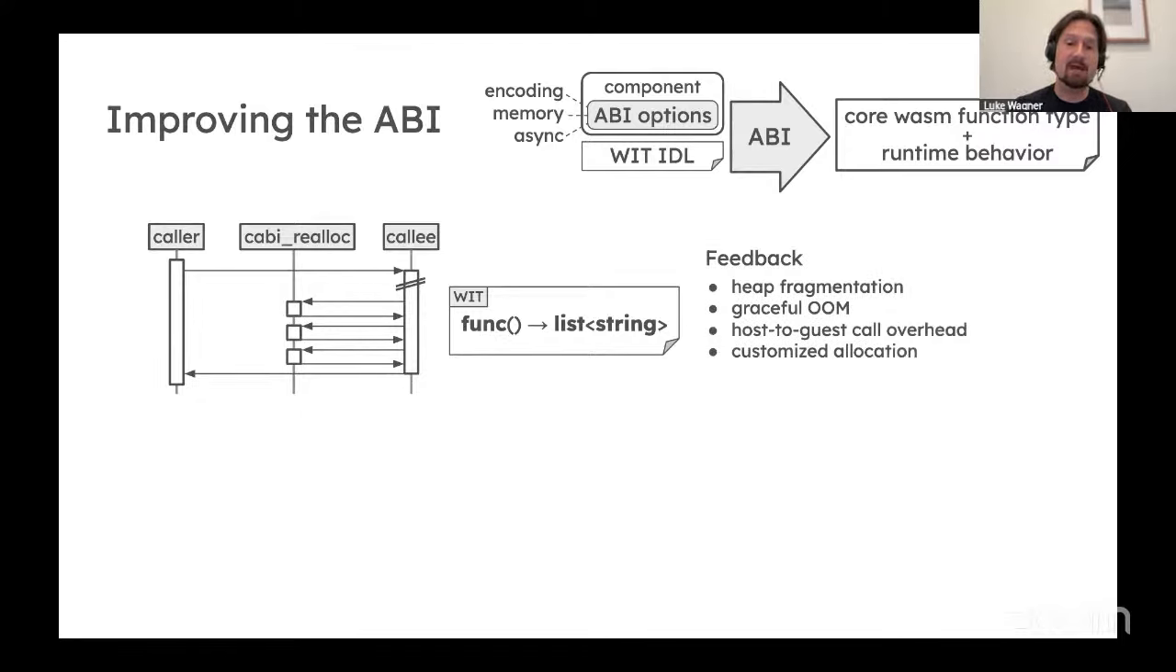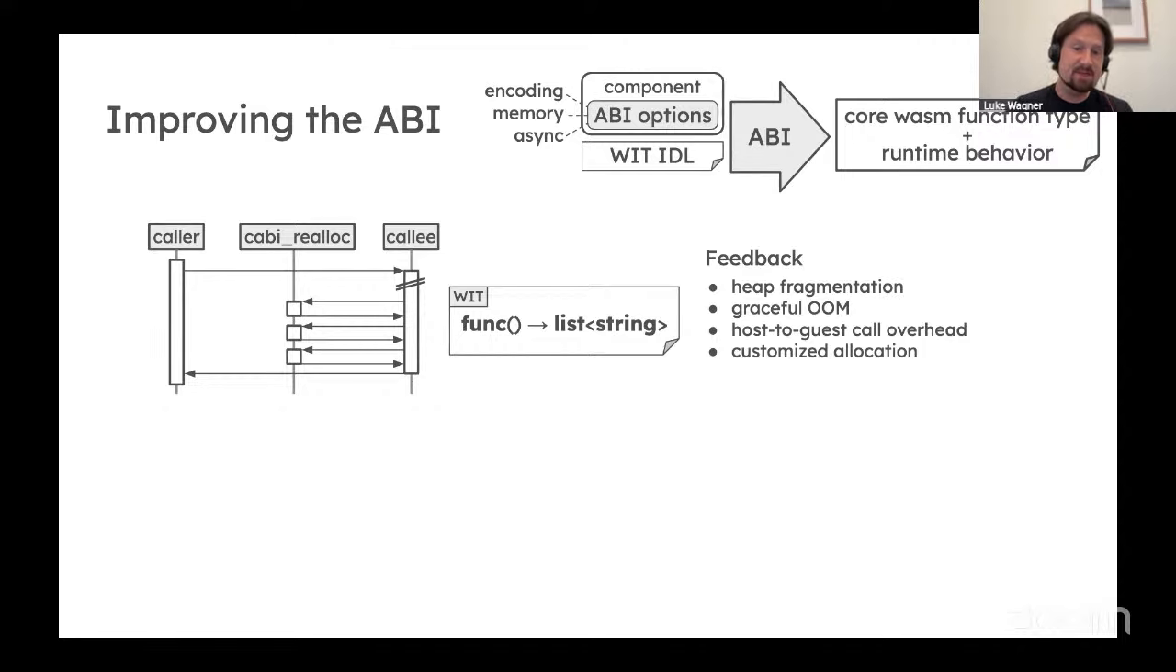And while this works pretty well in practice, the feedback that we've gotten so far is that a generic cabi_realloc can lead to heap fragmentation over time. Handling large allocation failure gracefully without trapping is hard. Performing one host-to-guest call for each value can be expensive, and it's hard to implement various custom allocation schemes.